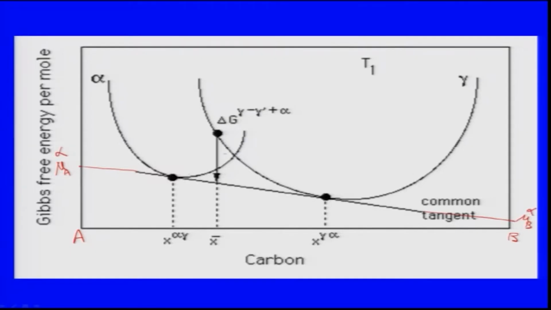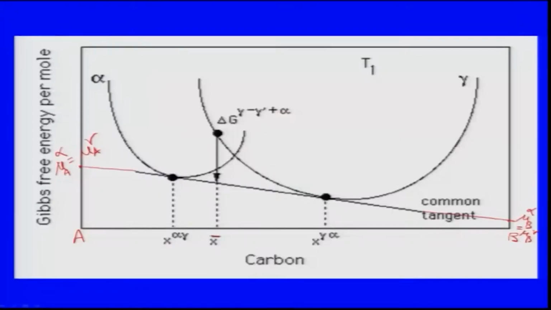Similarly, it is also passing through gamma, the common tangent, so I should write mu A gamma, and they are equal because they are hitting this y axis at the same point. So this is also mu B alpha equal to mu B gamma. You can clearly see this condition that I showed you earlier is graphically shown. Therefore this is the condition of stability of phases in a multi-component system, or a system with more than one component.